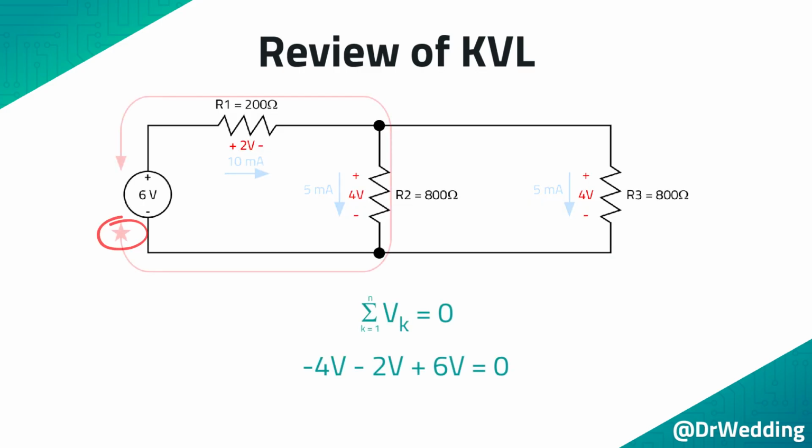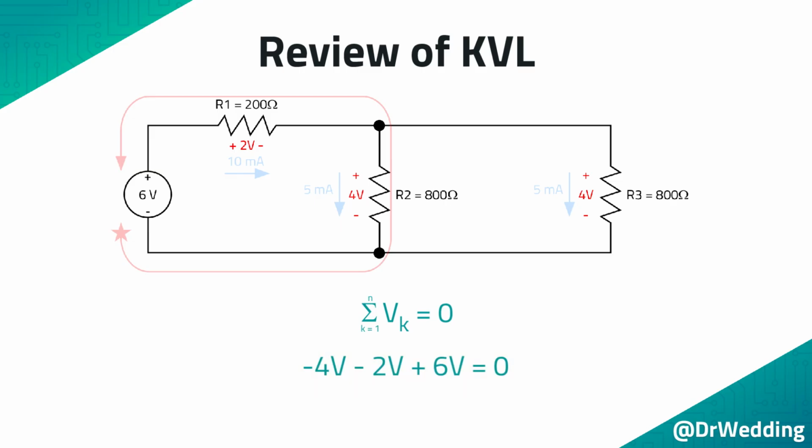For example, start at the star in the lower left of the circuit and move counterclockwise following the path shown here. The first voltage you encounter is -4 volts across R2. This is negative because you entered on the negative side of the resistor. Next, you will encounter a -2 volts across R1. Lastly, you will enter the 6-volt supply on the positive side, so you will add +6 volts. When -4, -2, and +6 are added together, the answer is 0.